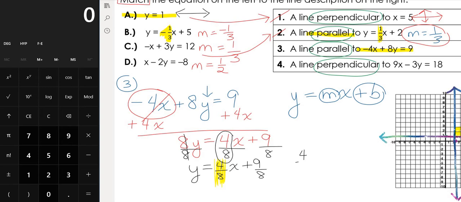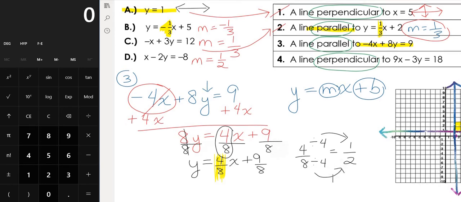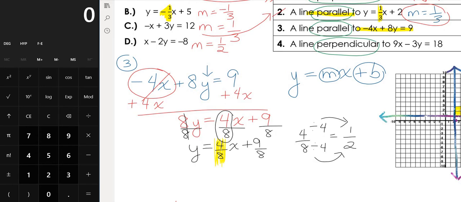So 4 over 8, the top and the bottom have the greatest common factor as 4. So if you divide the top by 4 and the bottom by 4, you're going to get 1 over 2. 4 divided by 4 is 1. 8 divided by 4 is 2. So really, if I rewrite this equation, my line in y equals form is y equals 1/2 x plus 9 over 8.